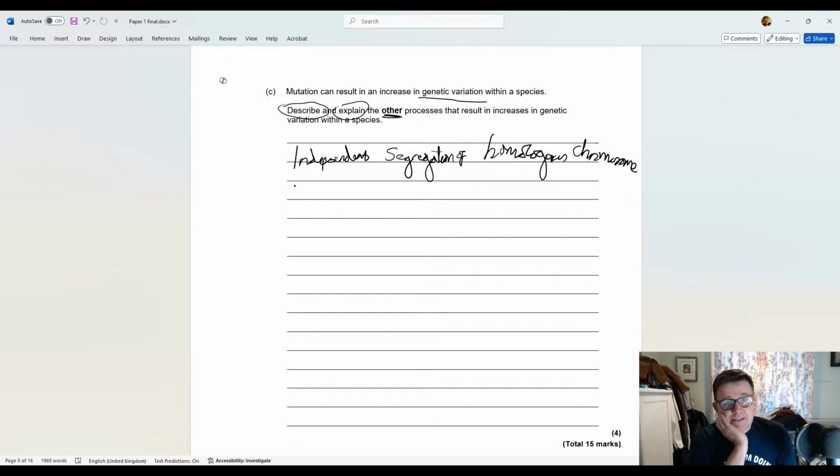You then get, okay, so if you get independent segregation, that gives genetic variation. You get crossing over as well. So crossing over between homologous chromosomes. So that's on the chiasmata, I think. And you've got to mention between. Notice the detail you've got to give. You can't just say crossing over. You've got to say crossing over between the homologous chromosomes.